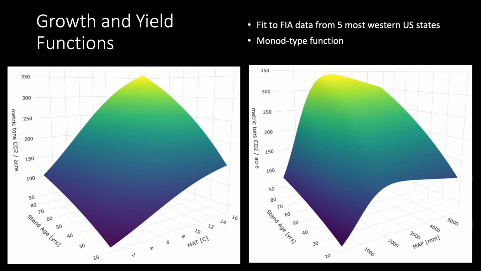So this is just a look at the growth and yield functions that are used in CAST to provide those carbon dioxide sequestered and lumber produced metrics. These are fit to FIA data from the 5 most western states in the United States and fit monad type functions. So you can see larger stand age is associated with more stand volume. Higher temperatures are associated with more stand volume. Incidentally, this is data fit to Douglas fir. And then moderate levels of precipitation are associated with the highest levels of productivity for Douglas fir.